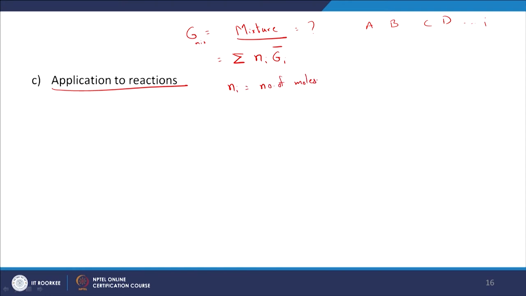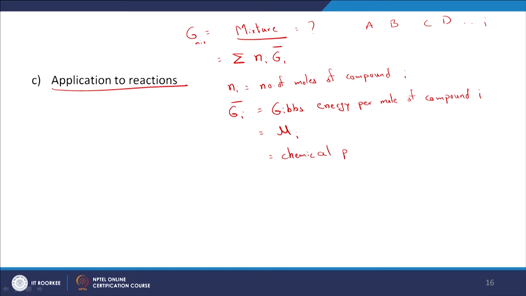moles of compound i, right? Gi bar, a new concept I guess, is Gibbs energy per mole of compound i, and that is actually also equal to mu i, which again is a new term, the chemical potential of component or compound i, right? So now we have a new term, mu i, or the chemical potential of i. So we are going to discuss that in a bit more detail, right?